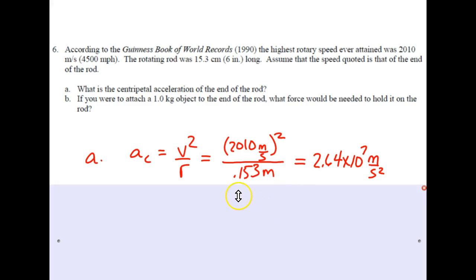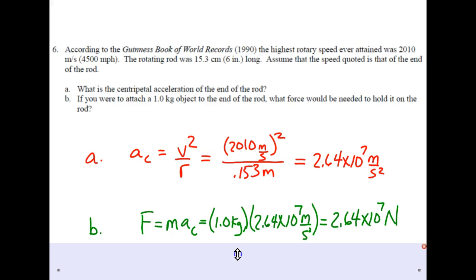We now take that. The force required would be the centripetal force necessary to keep it traveling in a circle. And so F equals m a_c. And we were told the object was 1 kilogram that you would attach, and we've already calculated the acceleration. So the numerical value of our force ends up being the same because we're simply multiplying by 1. And so we get 2.64 times 10 to the 7th newtons. That is a lot of force.